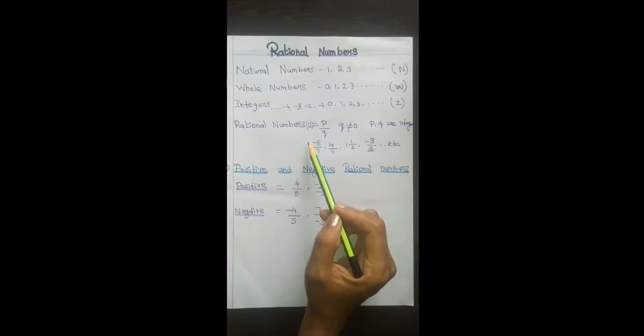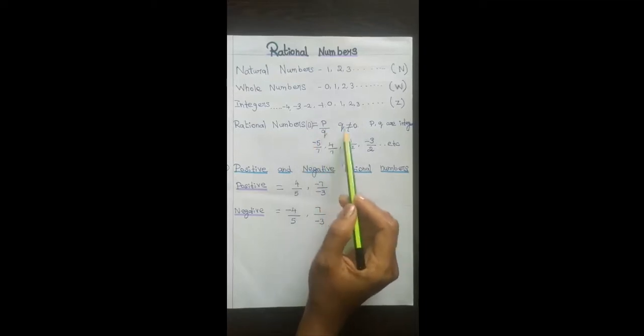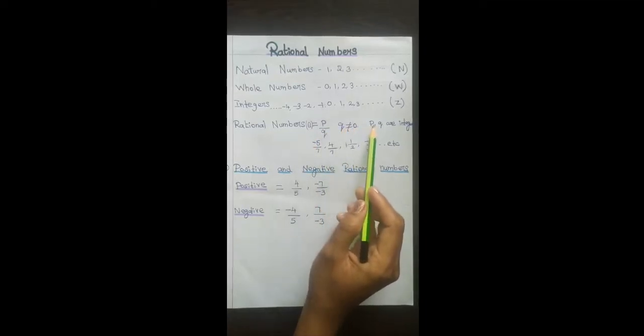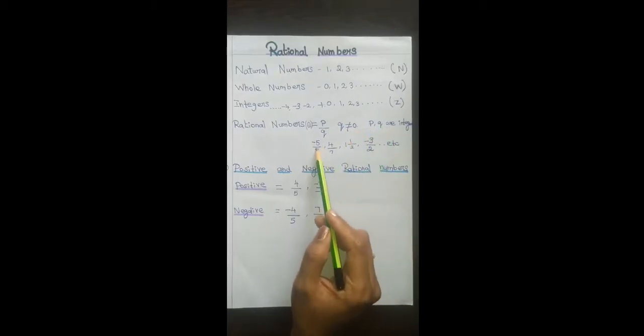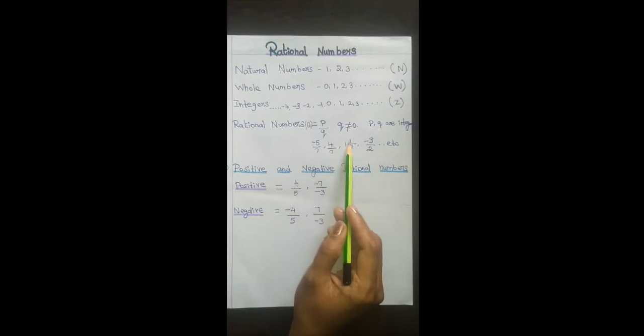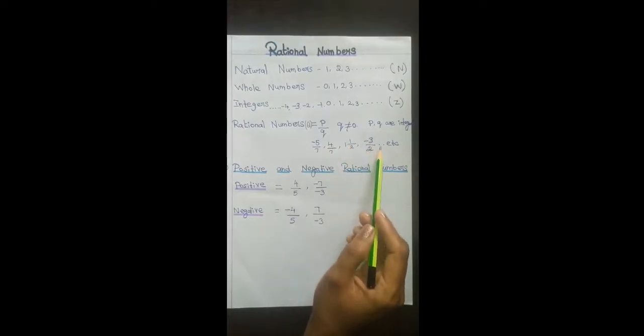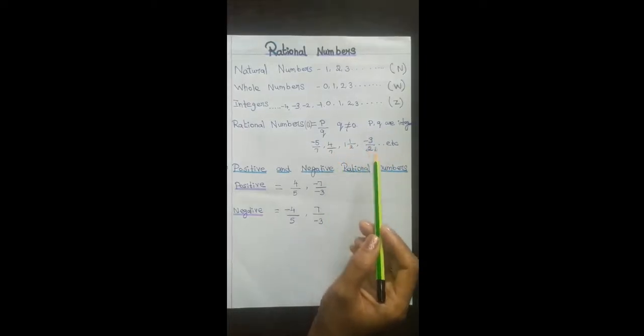Rational numbers are represented in the form of p by q, where q is not equal to 0 and p and q are integers. -5 by 7, 4 by 7, 1, 1 by 2, -3 by 2. These are all examples of rational numbers.